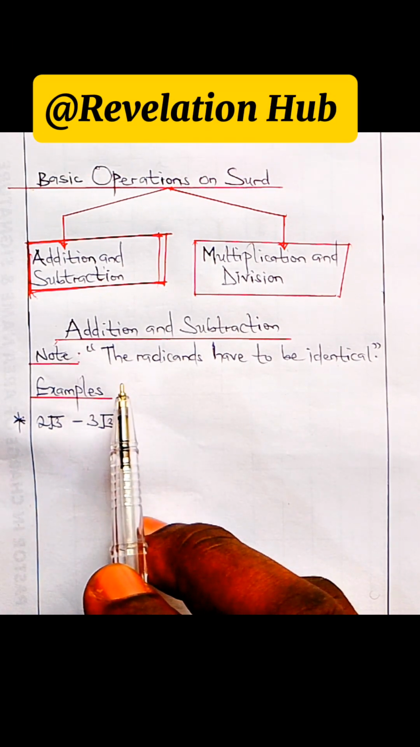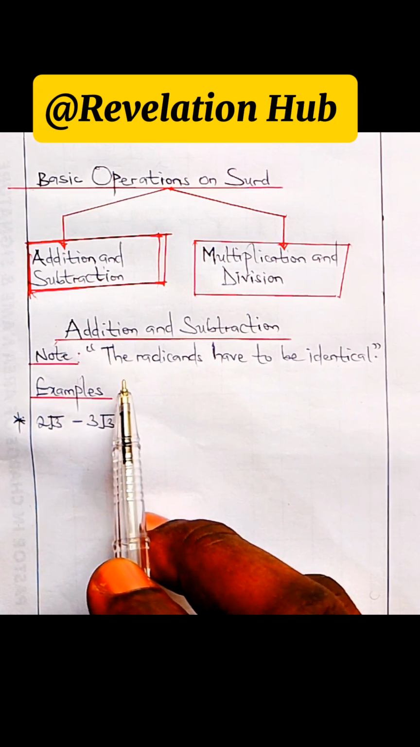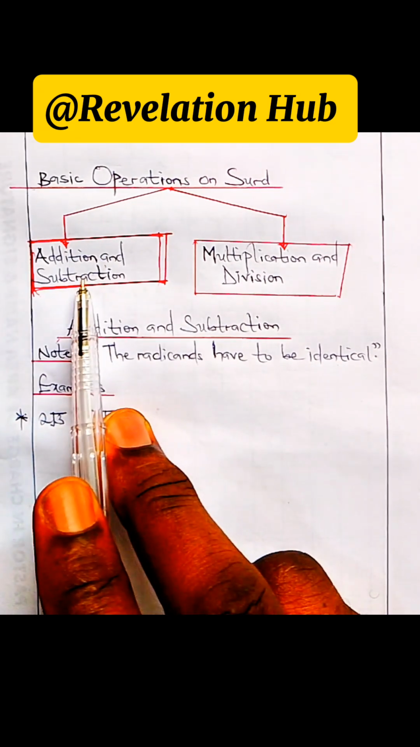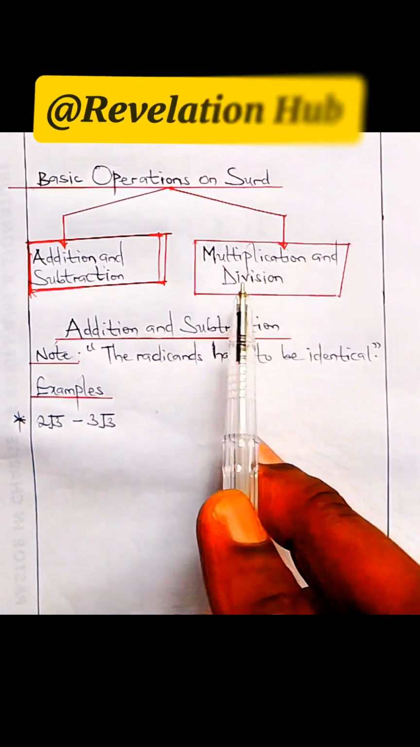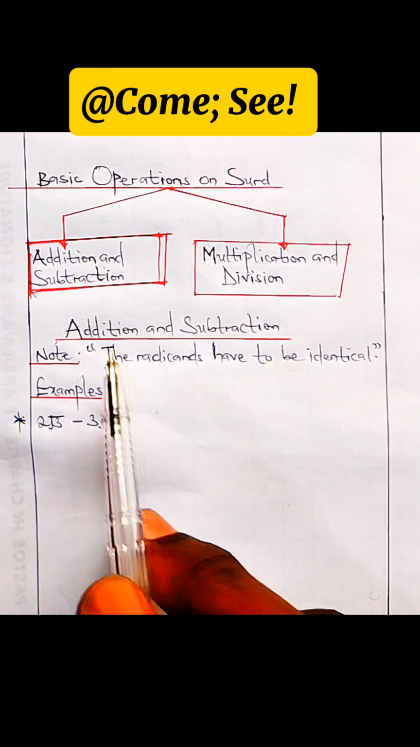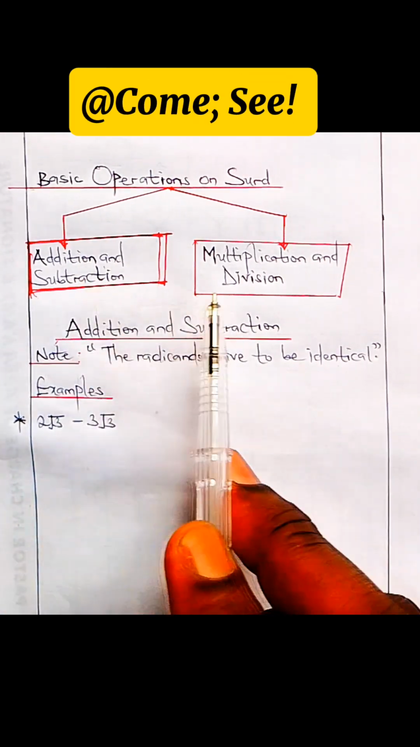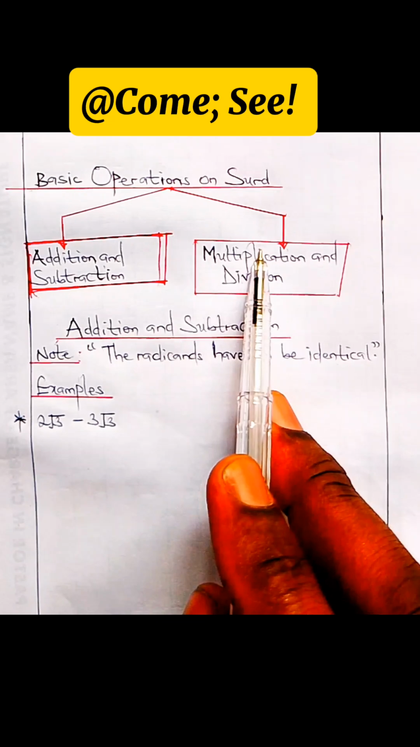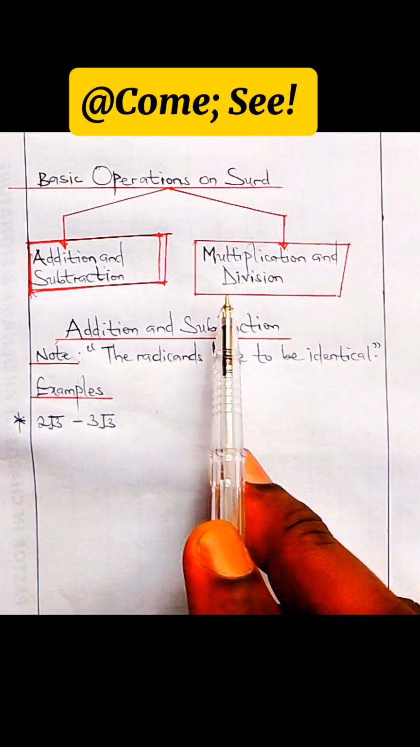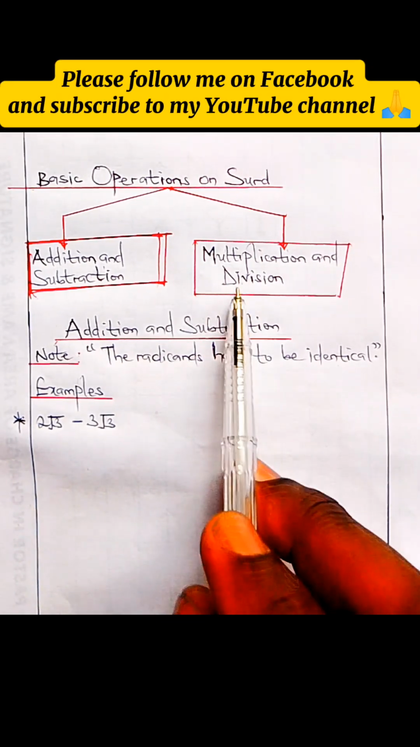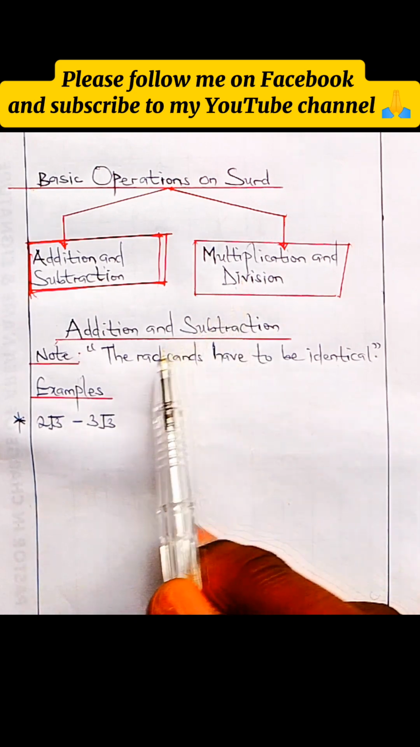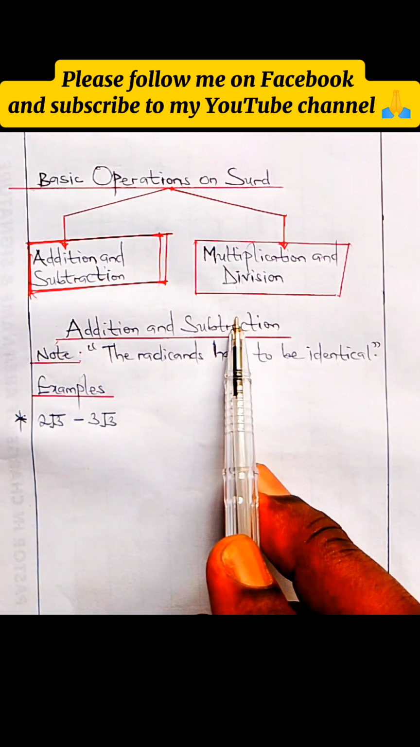Now there are different kinds of operations that are divided into two categories, which are addition and subtraction, and multiplication and division. But today we are just going to be looking at addition and subtraction, and for the other one we're going to be looking at only multiplication. Before we work on the division, we have a couple of things to learn before we work on the division of surds. So first of all, addition and subtraction of surds.